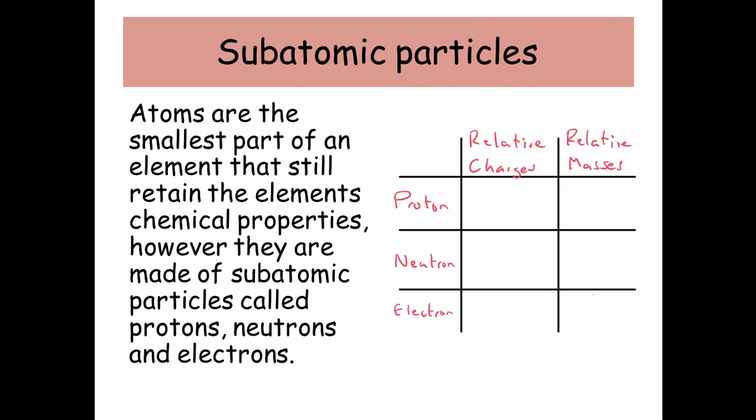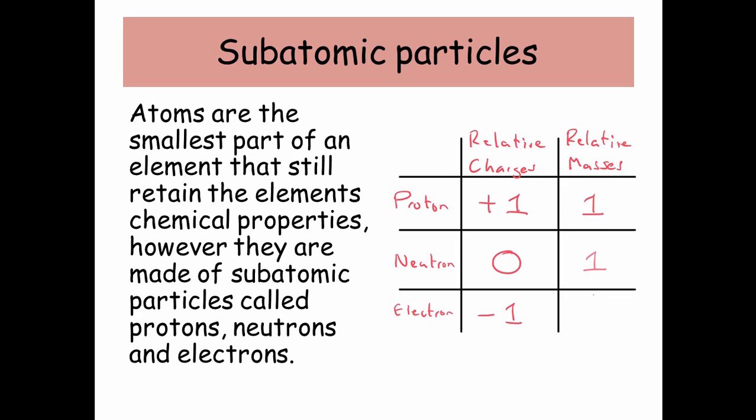Subatomic particles. Atoms are the smallest part of an element that still retain the element's chemical properties. However, they are made of subatomic particles called protons, neutrons and electrons. Now, protons have a relative charge of +1, they're positively charged. Neutrons are neutral, they've got no charge. And electrons have got a negative charge of -1.